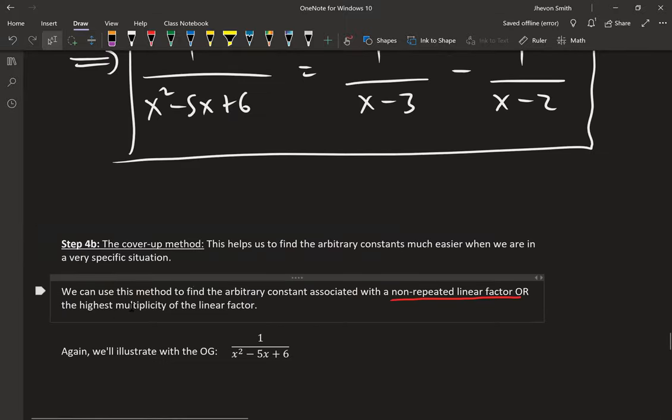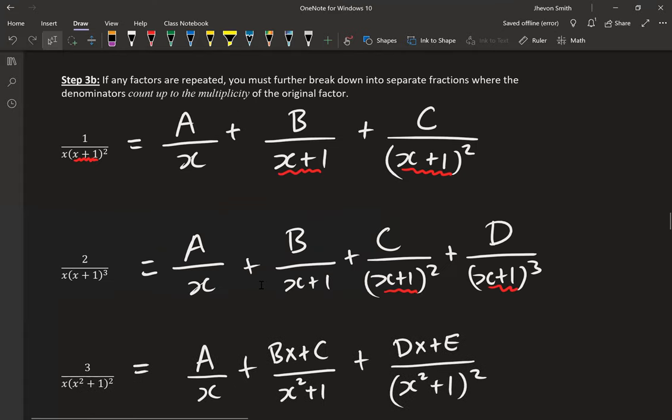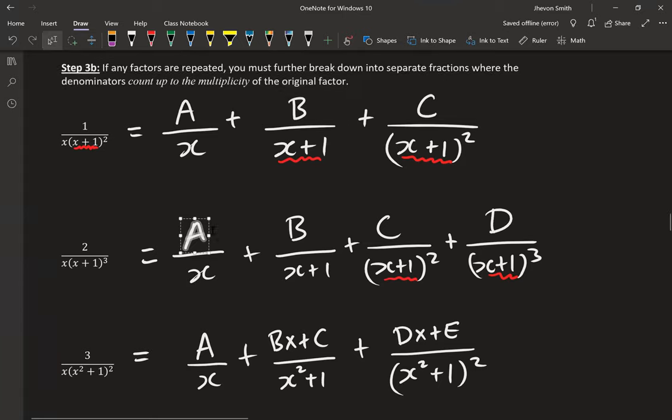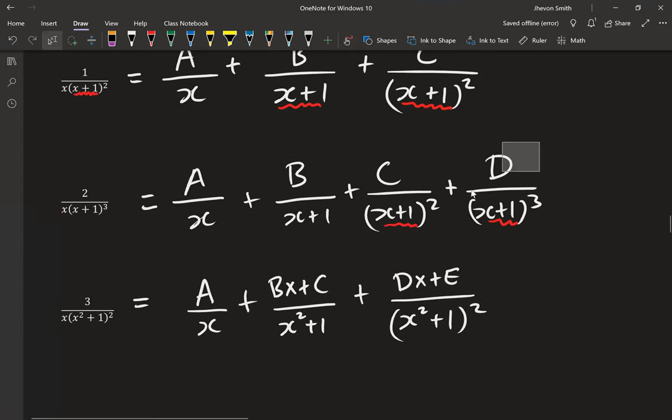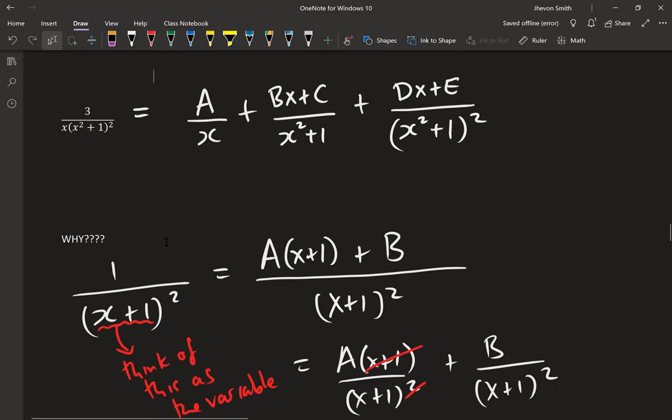You can also do it for the highest multiplicity factor of a linear factor. So for example, here you have a repeated linear factor. The cover-up method will help you find this guy. It will help you find the D. It won't help you find the B or C. So it will either help you find the coefficients for non-repeating linear factors, or the coefficient of the highest multiplicity of the linear factor, but it won't help you find all the lower ones. So that's when it will work.